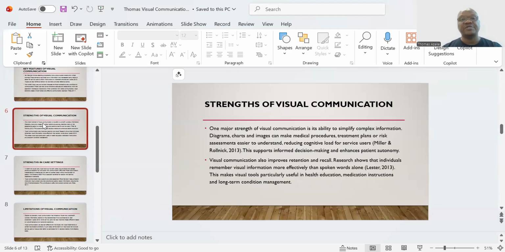Strengths of visual communication. One major strength of visual communication is the ability to simplify complex information. Diagrams, charts, and images can make medical procedures, treatment plans, or risk assessments easy to understand. Visual communication also improves retention and recall. Research shows that individuals remember visual information more effectively than spoken words alone.